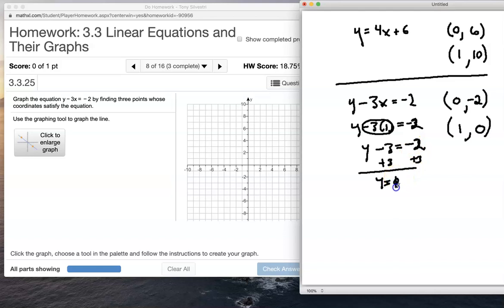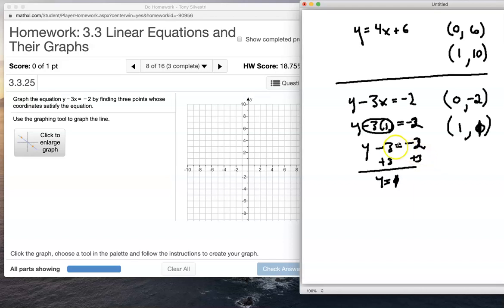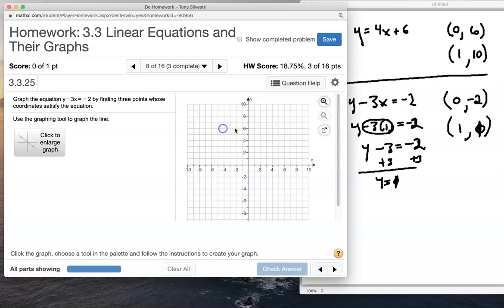Negative 2 plus 3 is 1. So those are the points. Something was weird. Didn't look right to me. Okay, there we got the points. So you got to be careful when you do your work. Even I've been striking out lately.